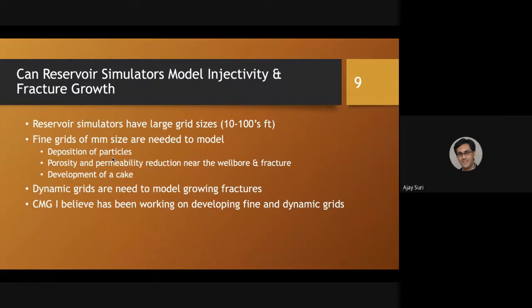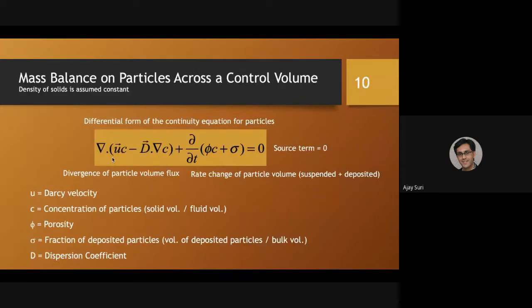So that is one problem, but then the other main problem is the dynamic grids that they would require to model a growing fracture over time. That would require updating the grids and their permeability, and that's the challenge they have been facing. I had talked to them, and they have been working on it, CMG for example, and I'm sure they must have reached some point, but they have their own challenges.